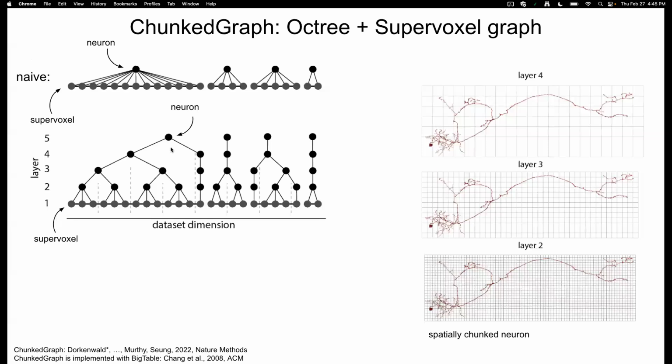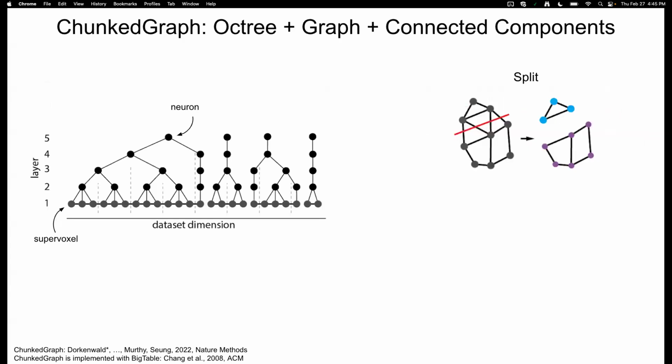So why is this beneficial? Let's look at a split. And the split, remind you, is removing edges. So we remove an edge down here. And instead of having to load the entire thing, we just have to load the within-chunk graph. We compute new connected components locally, create two nodes, and then we can reuse the connected components in the neighboring chunks. We don't have to ever look at them. We can just go up the hierarchy and combine our connected components.